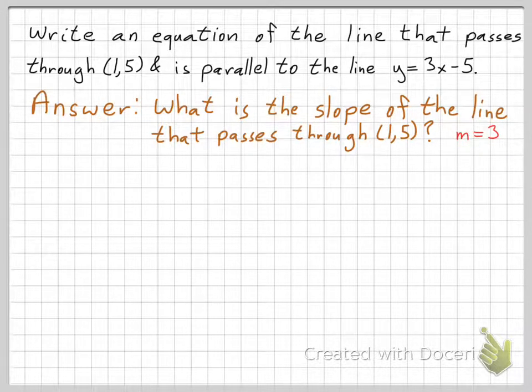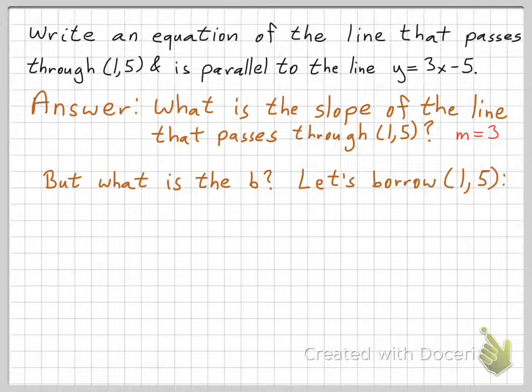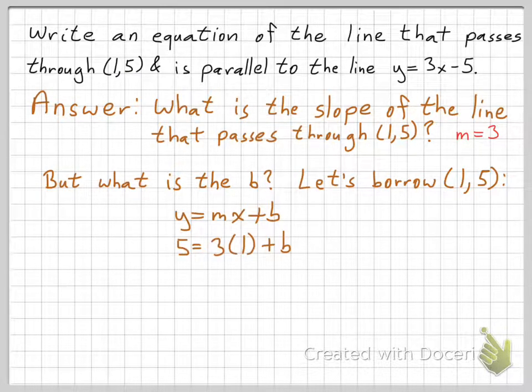And then, how do I find my b again? What is the b? What is the y-intercept? Again, I have to borrow the use of a point. So I'm going to borrow the only point that I know that goes through that line, which is 1, 5. Okay, so plugging that into y equals mx plus b, you get 5 is equal to 3 times 1 plus b. And if you'd like, you can pause this presentation and check to make sure that I've substituted the values in correctly.